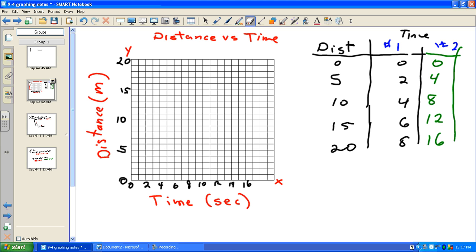Okay, you need to know that. All right, so let's do some graphing. What you do is you take all of this stuff and you look at one guy at a time. There's two guys on here. There's number 1 and number 2.